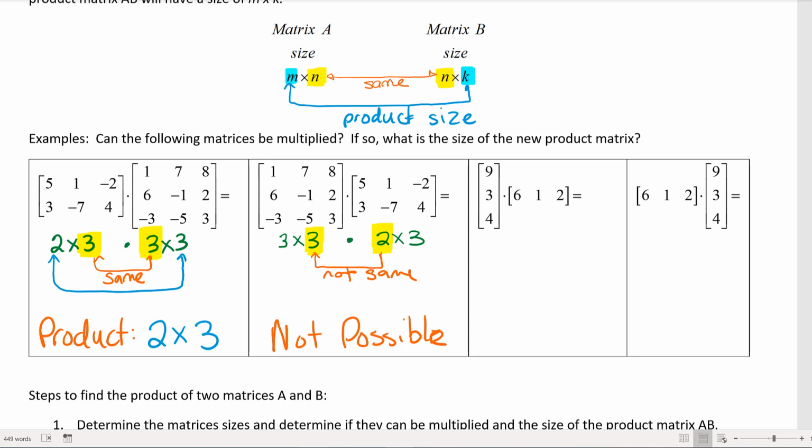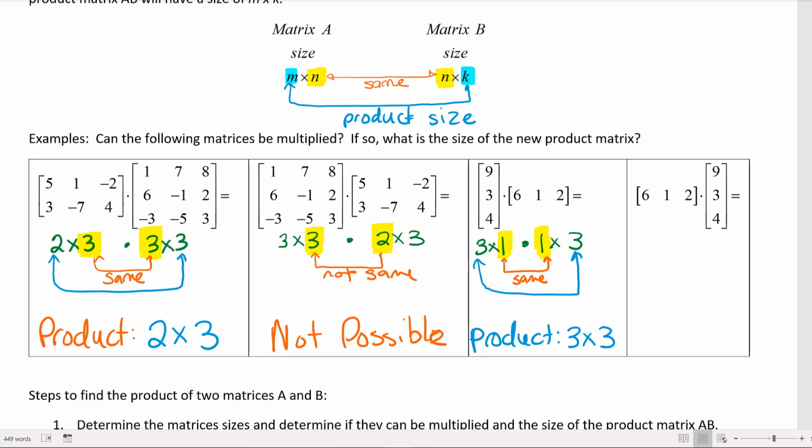Our next example, we have a 3 by 1 matrix multiplied by a 1 row and 3 column matrix. Are the two middle values the same? Yes. The number of columns of the first one and the number of rows of the second matrix are the same. Because they're the same, this means I can multiply. So what is the product? The product size will be 3 by 3, which is the number of rows of the first matrix by the number of columns in the second matrix.